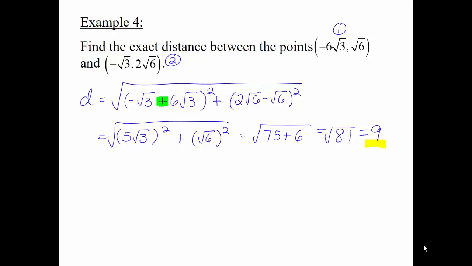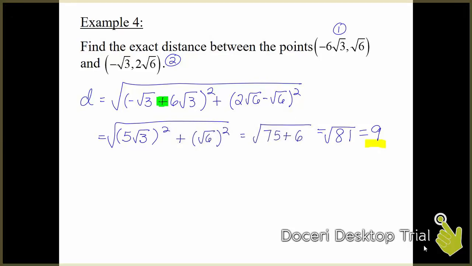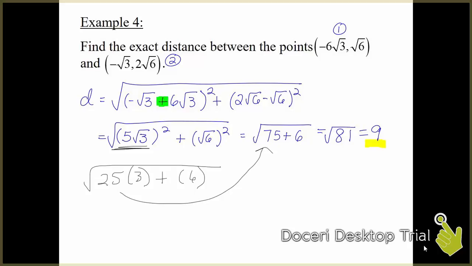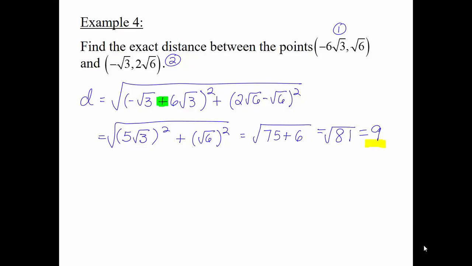So it ends up being 5 times 3, which is 15, or 25 times 3. So let me just write that in here. Make it a little easier, I hope. So this right here, squared, is going to be 25 times 3 plus, and then square root of 6 squared is going to be 6. So there's where the 75 comes from that you see right there, in case you were wondering. And then plus 6, and that's going to be square root of 81, which is 9. So you have a nice exact answer.